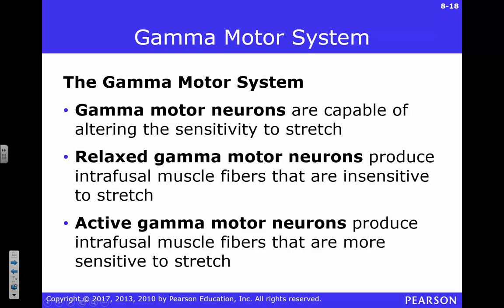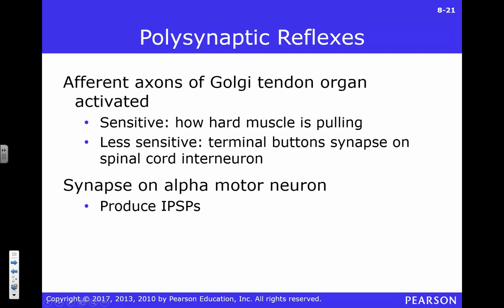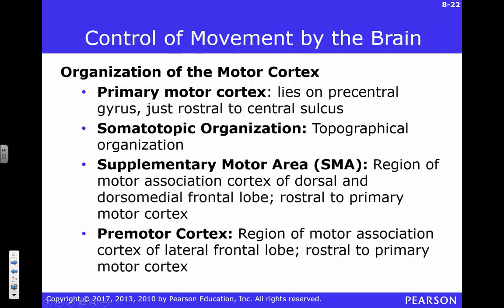All right, don't worry about the gamma motor system. We've already talked about that. Polysynaptic reflexes. Okay.